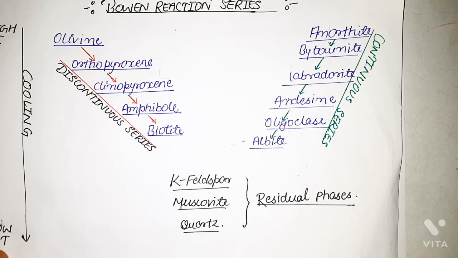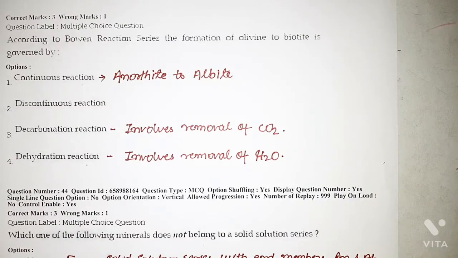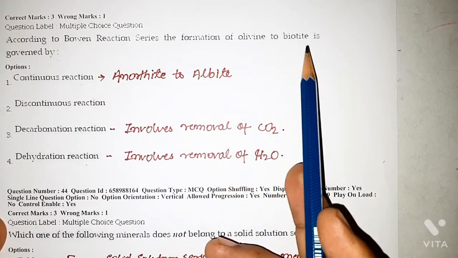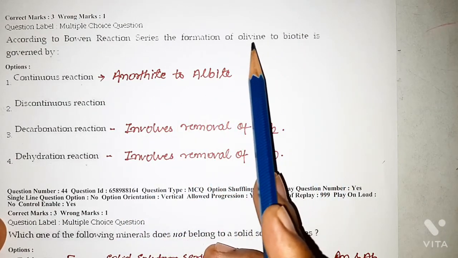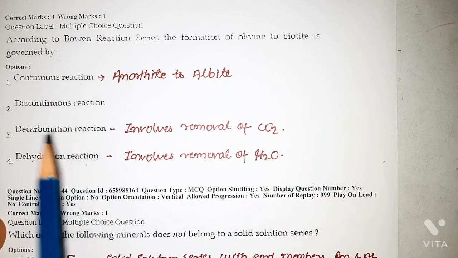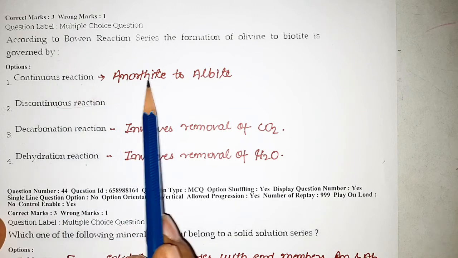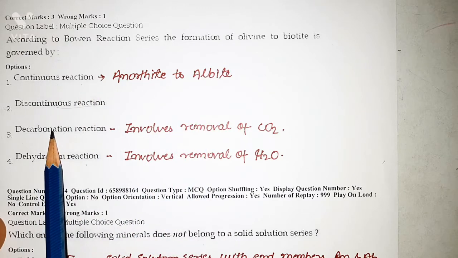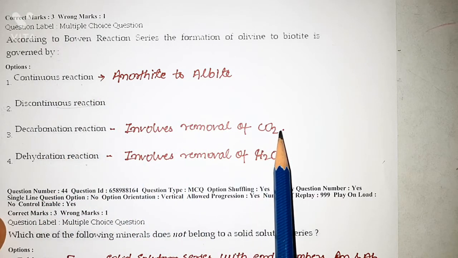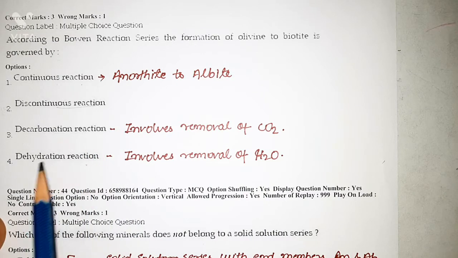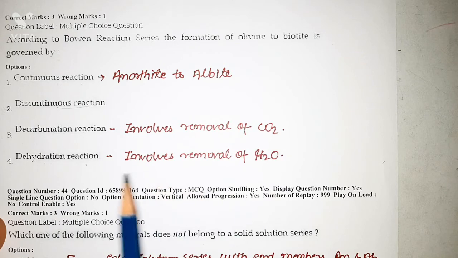Now let's come back to the question, and the question is asking about formation of olivine to biotite, and we have seen that formation of olivine to biotite is governed by discontinuous reaction, while continuous reaction involves formation of anorthite to albite. Decarbonation reaction involves removal of CO2, and it is not the mechanism involved in Bowen's reaction series. And dehydration also, which involves removal of H2O, is also not the mechanism involved in Bowen's reaction series. So the correct answer of this question will be discontinuous reaction.